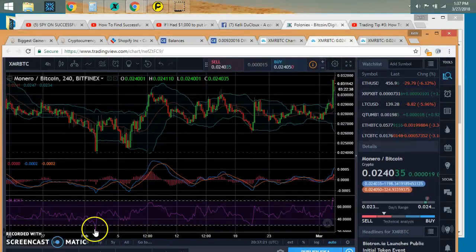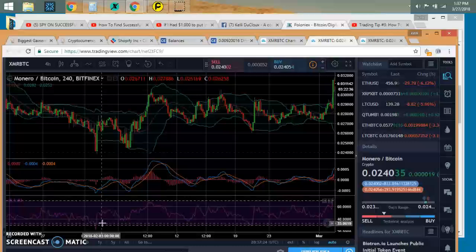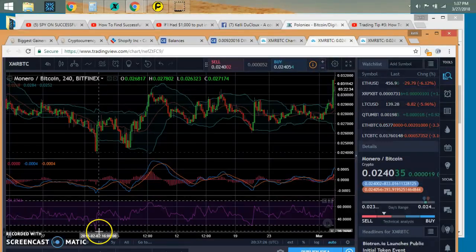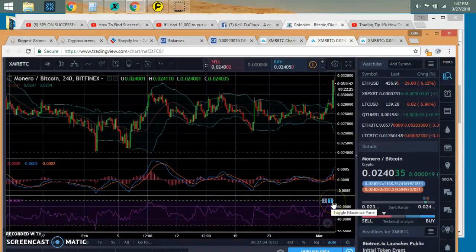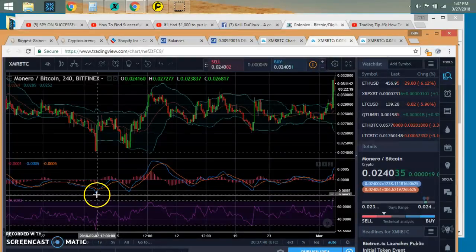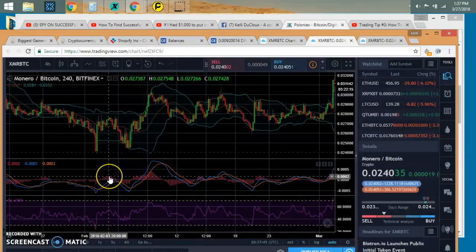Okay, so now that's what the RSI, the relative strength index, indicates. You want to see points where it is below the 30, or you want to see points where it is above 70. All right, for the MACD, you want to see where the blue line is way underneath the orange, and then it crosses the orange on the way up.